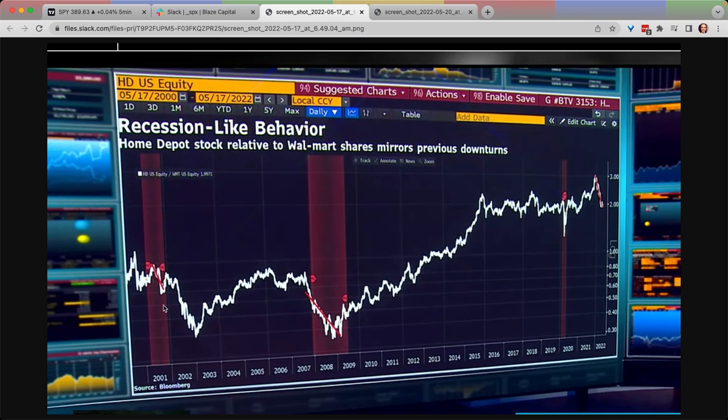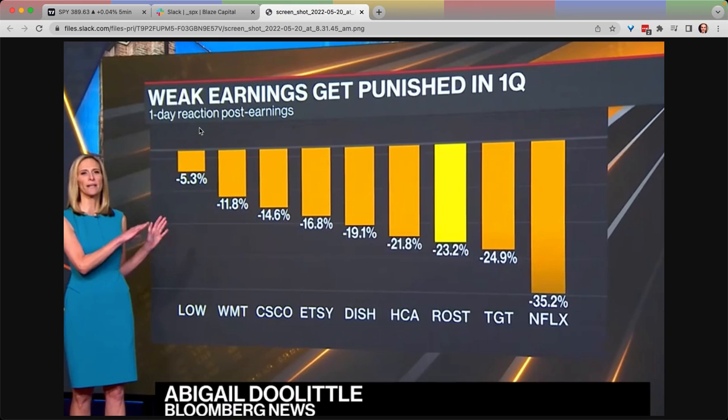What does this mean? Well, it means that it predicted the drop in 2000, predicted the drop in 2008, predicted the drop in 2020, and it is currently predicting the drop in 2022. So to summarize this, it means that weak earnings get punished in the first quarter. One day reactions post earnings, right?